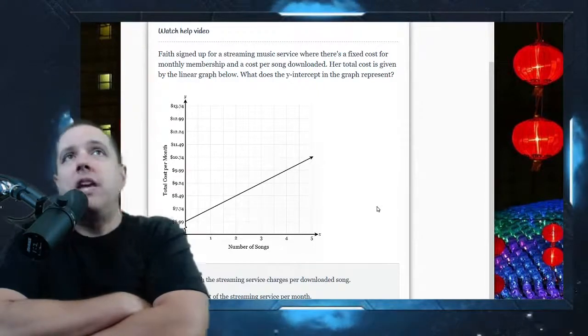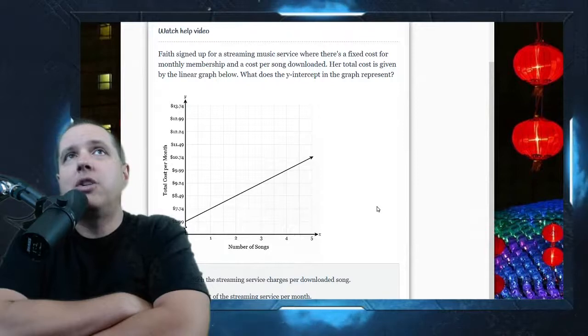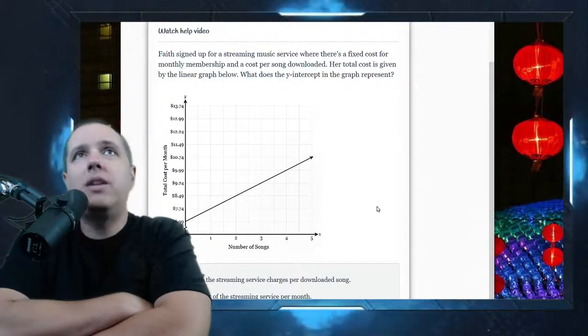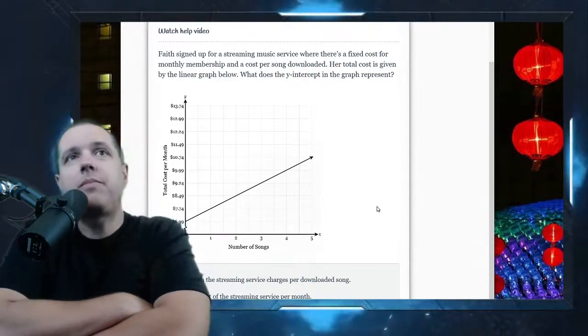So Faith signed up for a streaming music service where there's a fixed cost for monthly membership and a cost per song download. Her total cost is given by the linear graph below. What does the y-intercept in the graph represent? Always a good question.